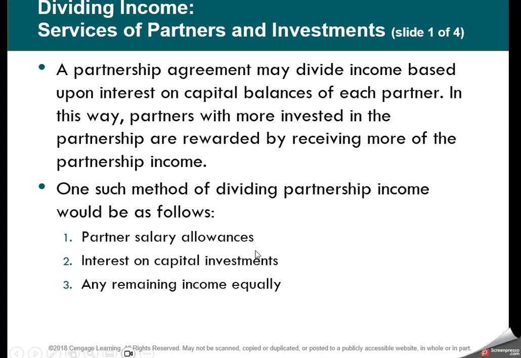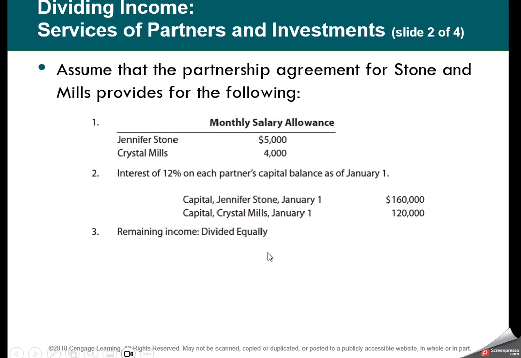Now this gets into a little more detail. Sometimes the partnership agreement can take the income and say, okay, if this one partner leaves money in the account, they should get paid interest on that. Their money's worth something. So they'll have the salaries, and then we'll also have interest, and then the rest will be divided equally.